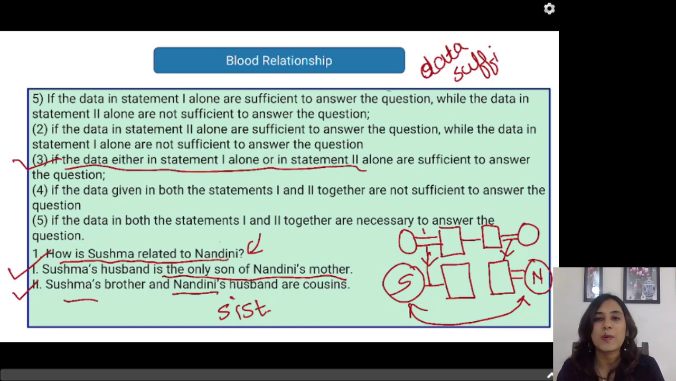So with this particular question, I am ending this video. We have taken all the variation that can be asked in blood relationship. We have taken data sufficiency problems. We have taken pointing problems. We have taken big cases. We have also taken symbol related problems. So this is all the variation that can be asked.